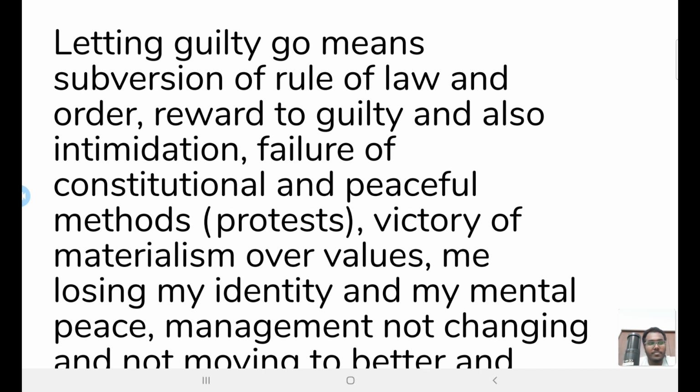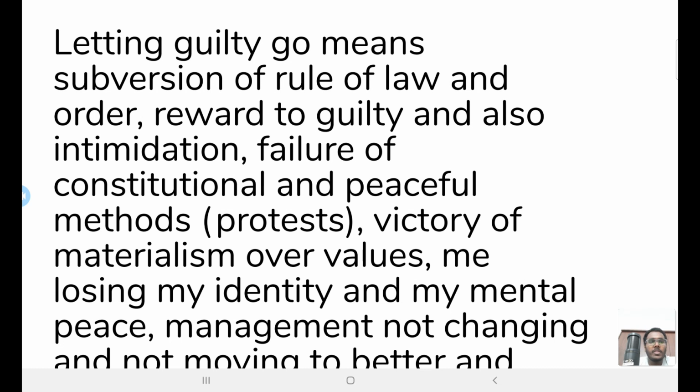If not serious, like law and order in the college, then it will mean letting go of the guilty. It would also mean that intimidation tactics are rewarded. It would also mean that constitutional and peaceful methods like protests are failing. So this is a serious issue. If such methods fail, what are you saying? It means that you are asking people to resort to violence and other non-constitutional means or criminal means. If the protests do not work, protest is a peaceful method. They're exposing truth and they want change through a peaceful method, and those constitutional methods should not fail.